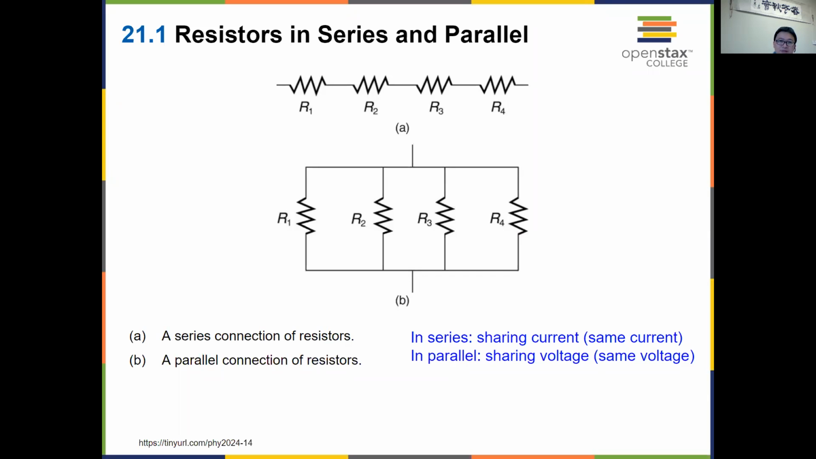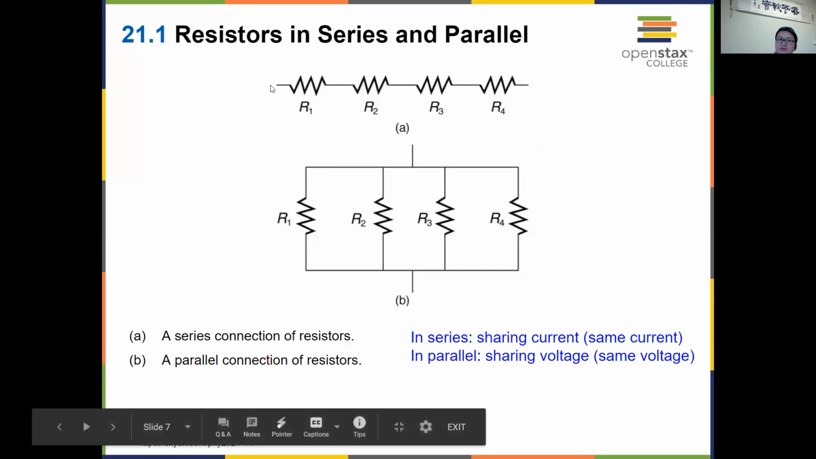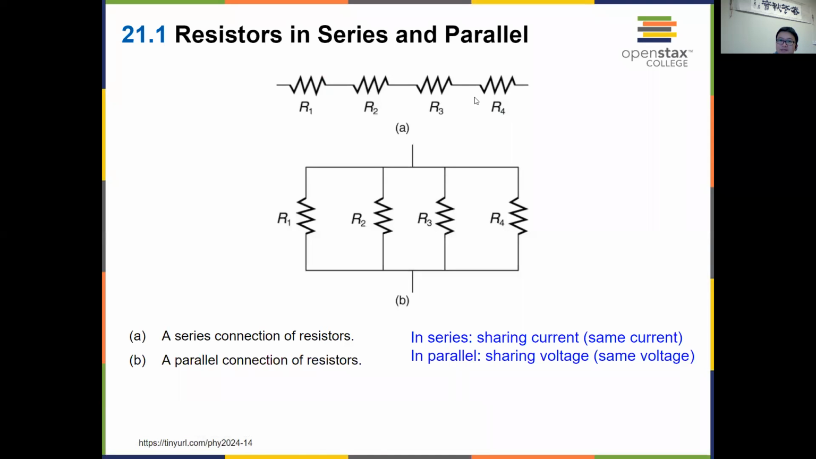For elements to be in series, they share current. That means they have the same current going through. For example, in figure A here, you have 4 resistors in series. So the current going through R1 will be the same as the current going through resistors 2, 3 and 4, etc. Now in figure B, if you have the resistors in this combination, then they will share the same voltage. That means they are in parallel to each other. So the voltage across R1 is the same as the voltage across R2, R3, R4.